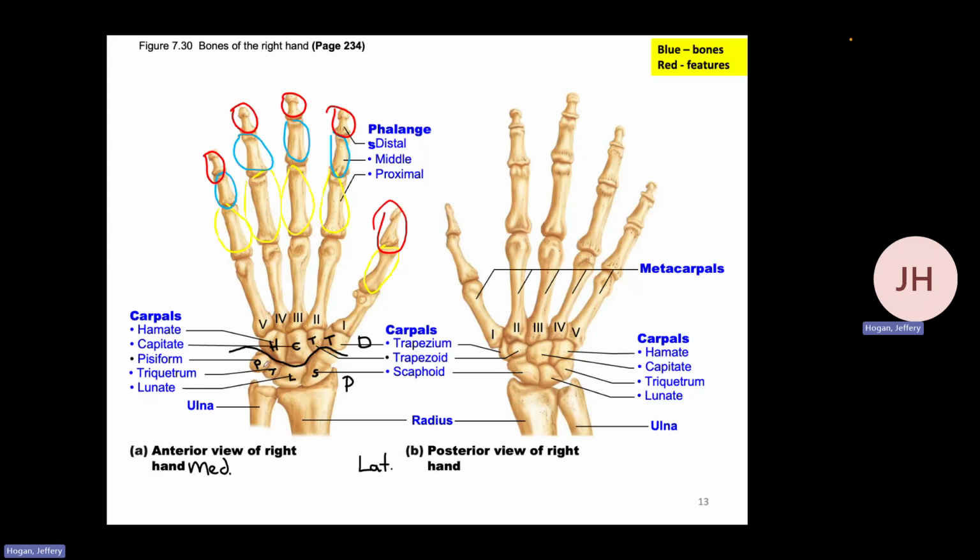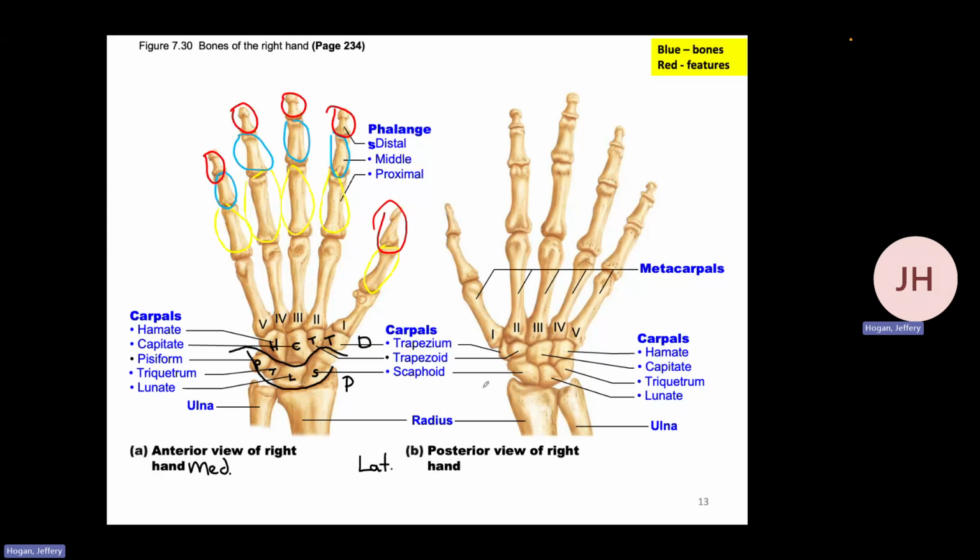Now, pisiform, it may be a little bit hard to tell, is attached to the triquetrum here, participating in the wrist joint. So the wrist joint is going to be under here, right? But the pisiform is sitting anterior to the triquetrum and is not articulating with the ulna or the radius there.